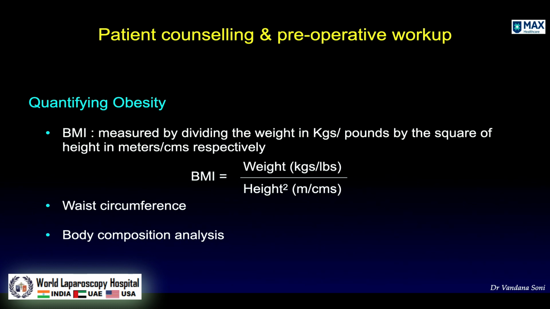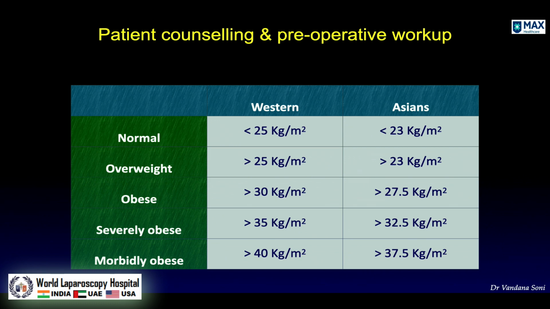The other more accurate forms are waist-hip ratio, but here fallacies will arise because where exactly is the waist being measured, where exactly is the hip being measured. Or a body composition analysis. Body composition analyzers are complex, high-end machines which may not be easily available everywhere.